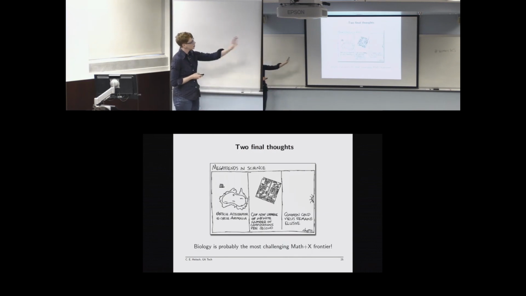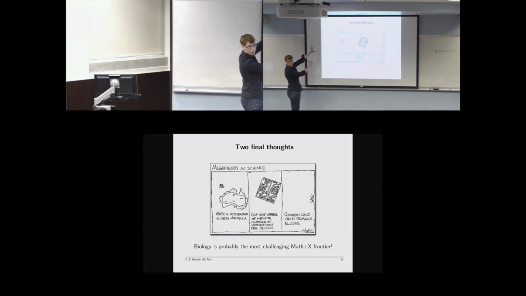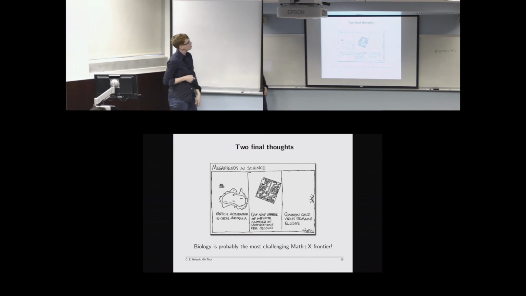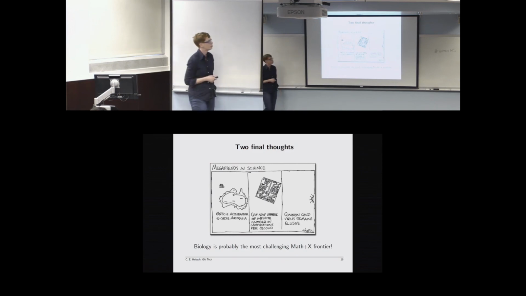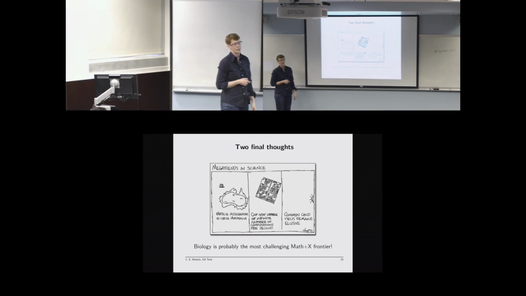So two final thoughts. First, this is a Harris comic. You would recognize these columns. It's the comic where you need to be more precise in step 2, or when you have the mathematicians at the blackboard and then a miracle occurs. It's that comic, but this is the megatrends in science. So: particle accelerator to circle Australia. The interaction of math and physics is well known to be both beneficial for physics as well as very fruitful for mathematics. Chip now capable of infinite number of computations per second. Again, the interaction between computer science and math is very well known to be both beneficial for computer science as well as fruitful for mathematics. Common cold virus remains elusive.